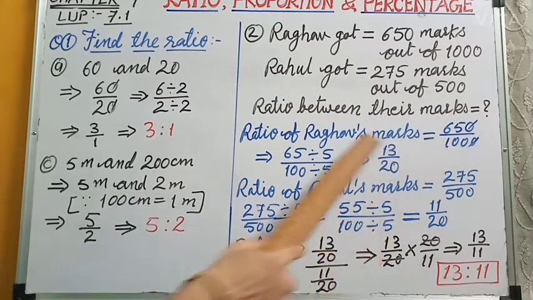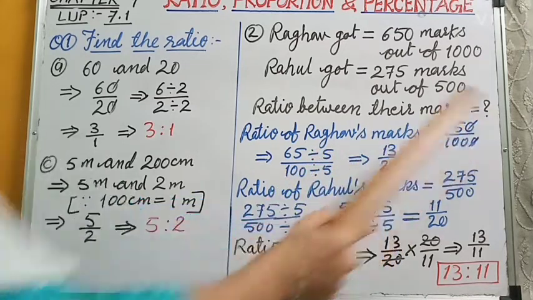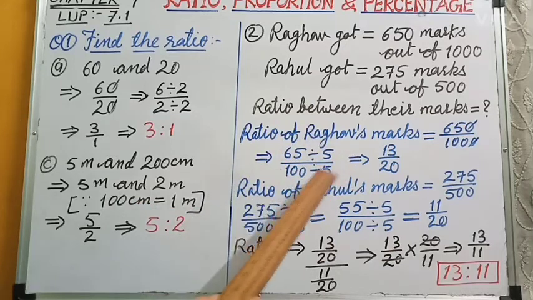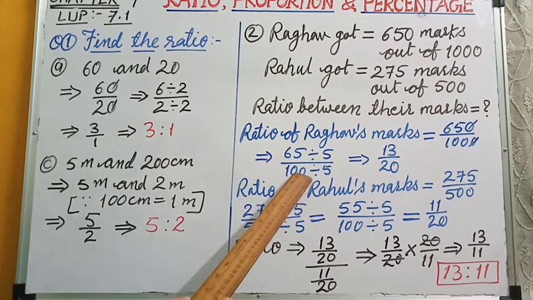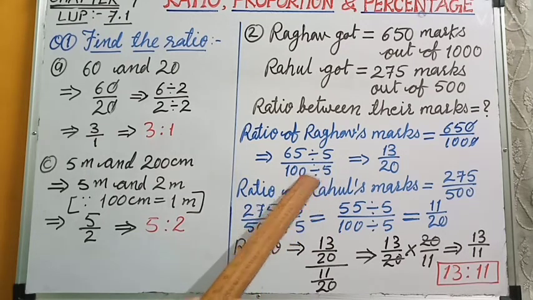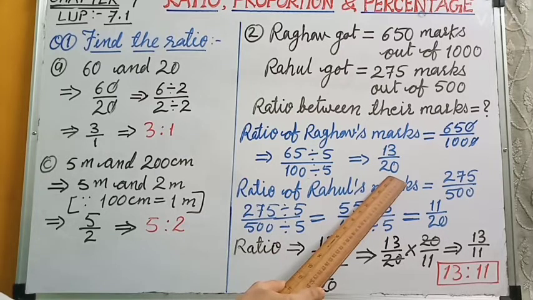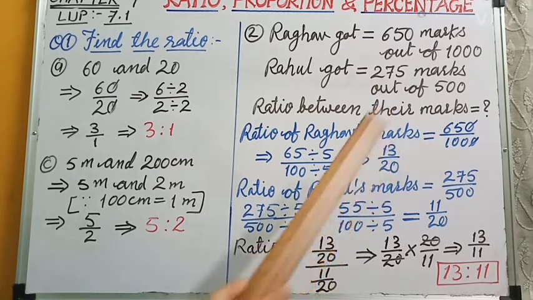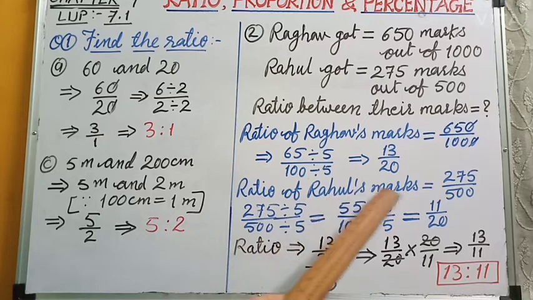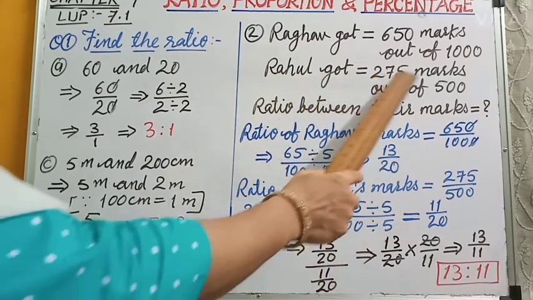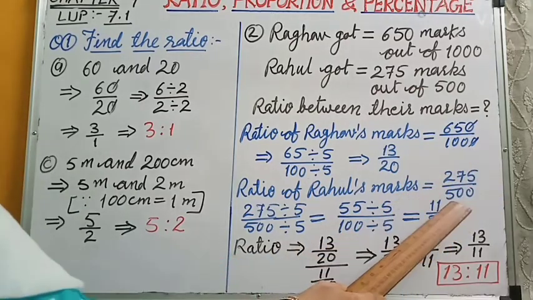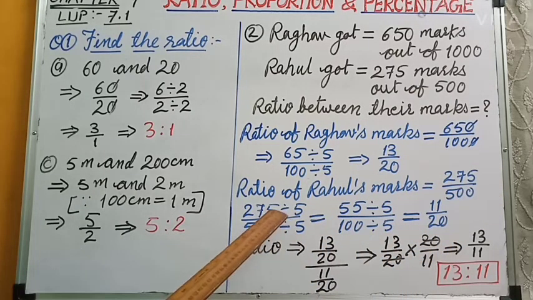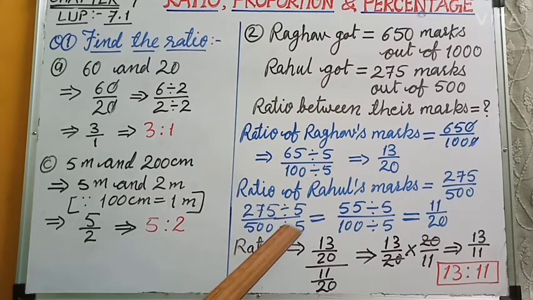So let's simplify first. 0 can be cancelled, and when we simplify it, we will get 65 by 100. Both are multiples of 5, so we can divide by 5 and we are getting 13 by 20. So this is the simplest form. Next, ratio of Rahul's mark. Rahul is getting 275 marks out of 500. So it can also be simplified. When we divide it by 5, both are multiples of 5. So we can divide both numerator and denominator by 5.